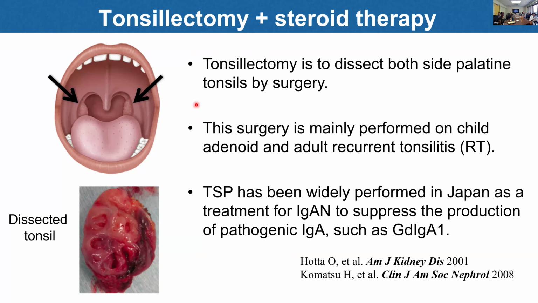Generally, tonsillectomy is a surgery to remove both palatine tonsils. The palatine tonsil is here, as we can see. This surgery is mainly performed for childhood adenoid problems or recurrent tonsillitis in adult patients. In fact, mainly in Japan and East Asia, tonsillectomy plus steroid therapy has been widely performed as a treatment for IgAN to suppress the production of pathogenic IgA.